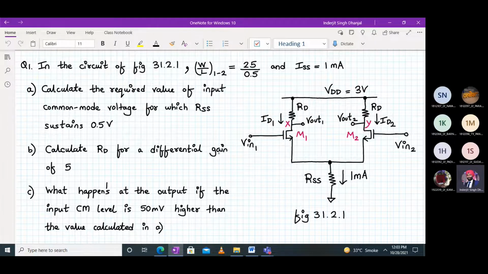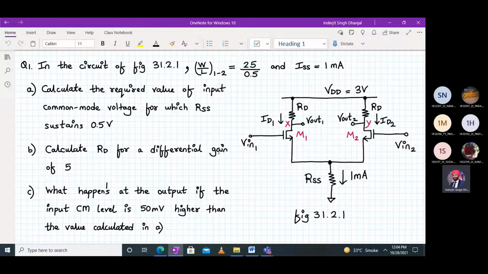First, calculate the required value of input common mode voltage for which RSS sustains 0.5 volts. Meaning they are asking us to find V in of CM whenever V RSS value is 0.5 volt. Second, we have to calculate the value of RD for a differential gain of phi. So over here, differential gain is given and we have to calculate the value of RD.